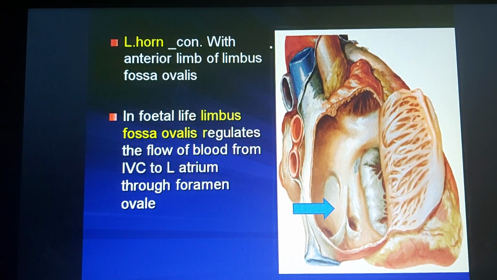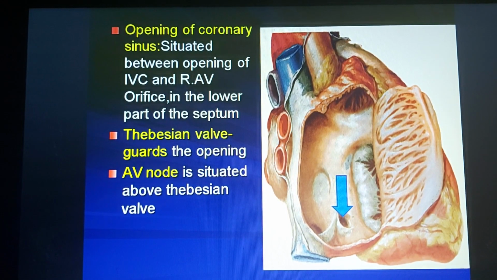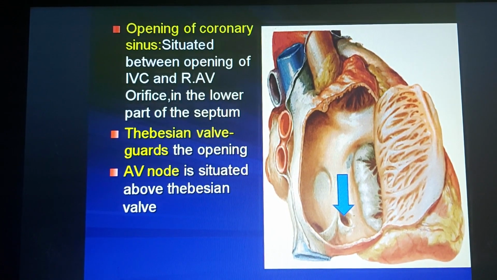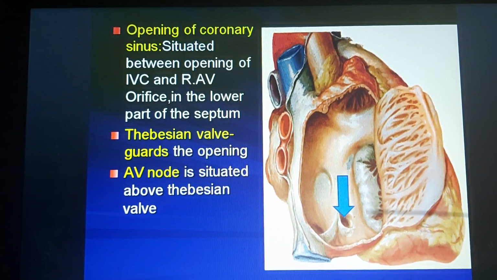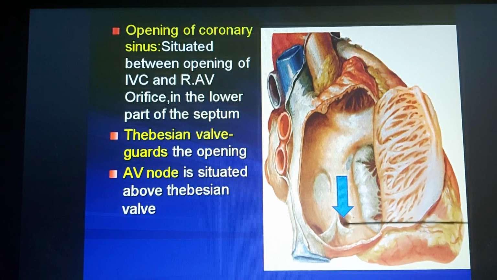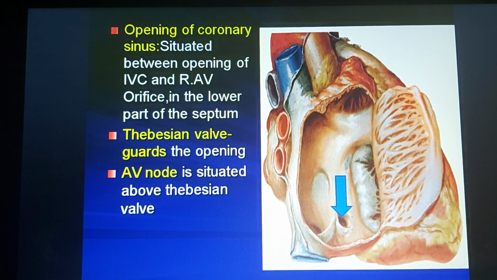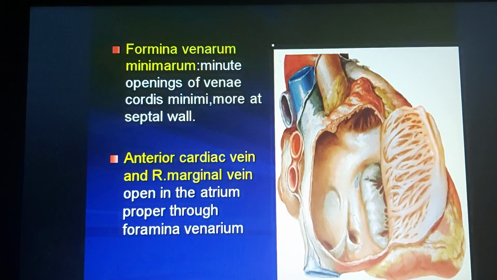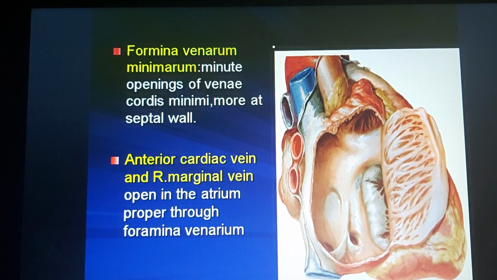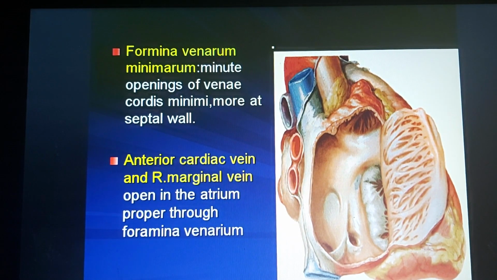Next, coming to the opening of the coronary sinus. This opening is situated in between the inferior vena cava and the septal leaflet. The coronary sinus is covered by the Thebesian valve. Just above this Thebesian valve, the AV node is present. The foramina venarum minimarum are minute openings of the venae cordis minimi.